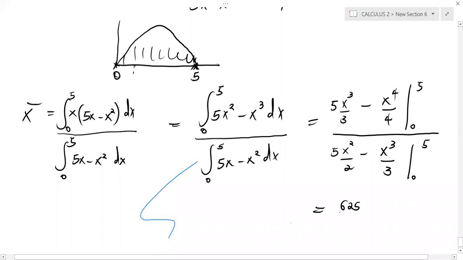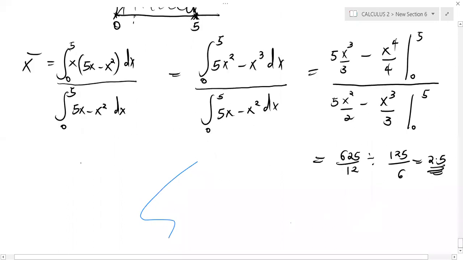If we put under the same LCM over 12. Okay, and then on the denominator, this is 5 raised to power 2, 25 times 5 over 2, 125 over 6. So if we evaluate this correctly, we should be able to get this as 2.5, which is our x bar. In a similar manner, using the formula for y bar, we get the value for y bar.